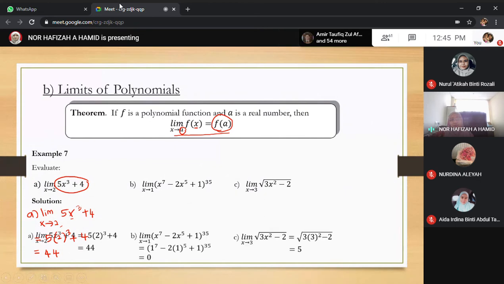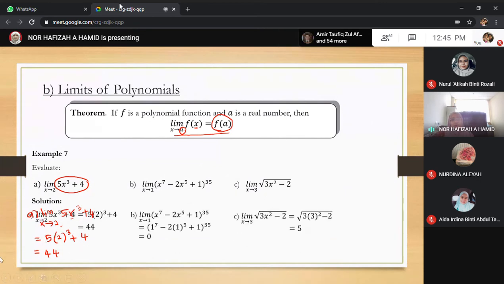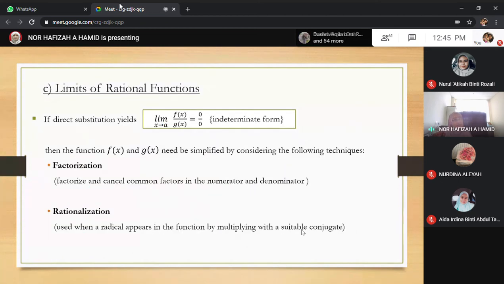B pun sama, you substitute value. So you have 0. And C, answers dia after you substitute, you have 5. Okay, so ni for example 7. Okay, so sampai for B senang je lah sebab tu polynomial. So you boleh terus substitute je value.